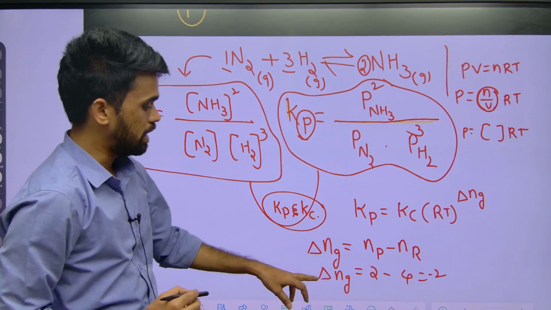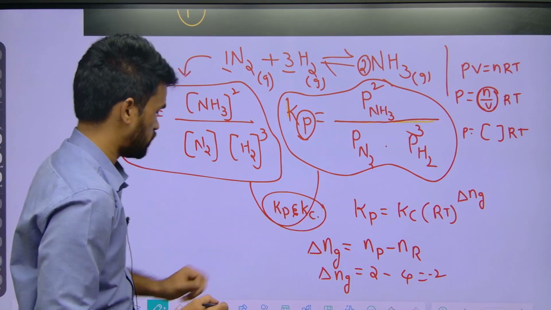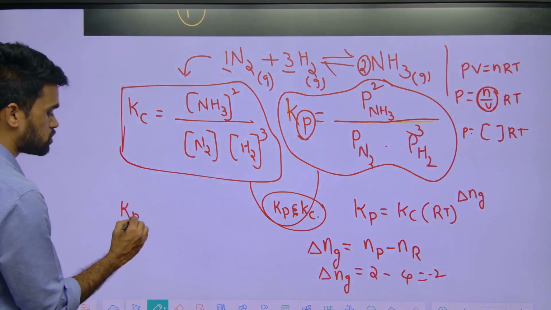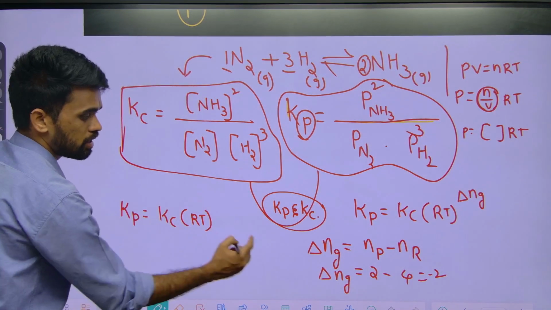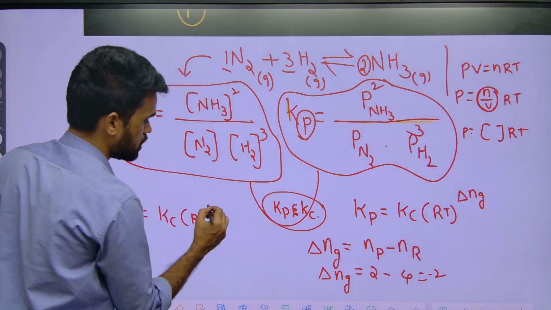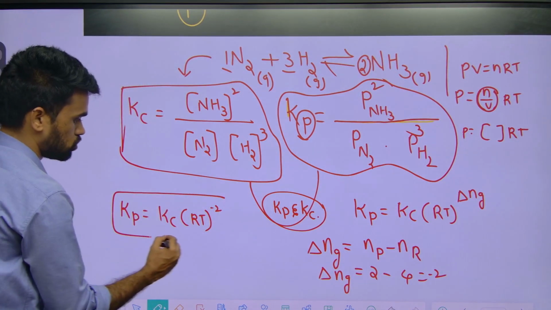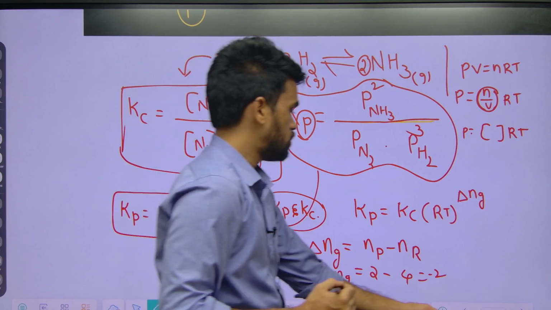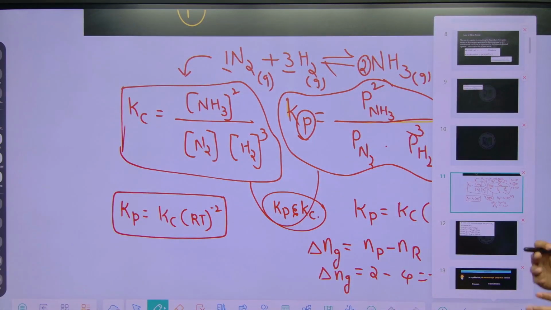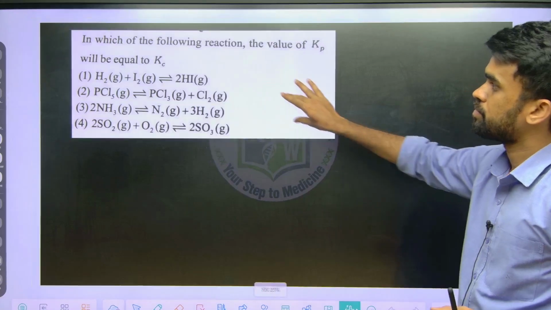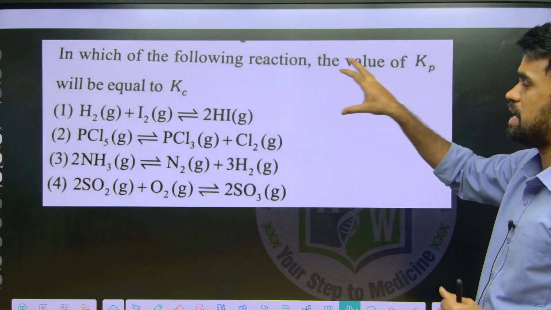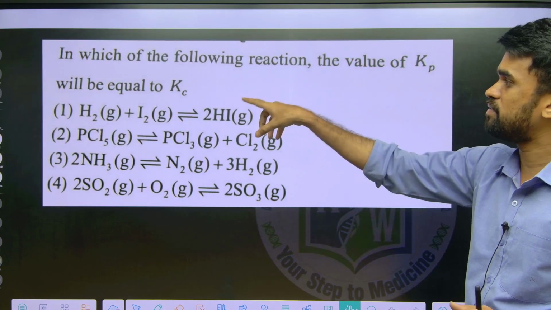Okay, after calculating delta Ng, Kp equals Kc into RT power delta Ng. Delta Ng is how much? Minus 2. You can write here minus 2. Like this you can calculate Kp and Kc values. Now here I am giving you one equation. Identify in which of these reactions the Kp and Kc values are equal.